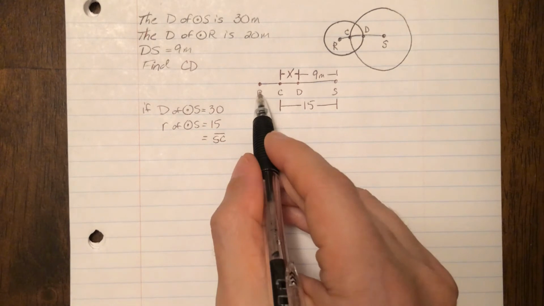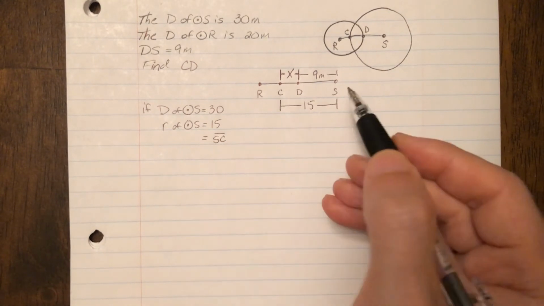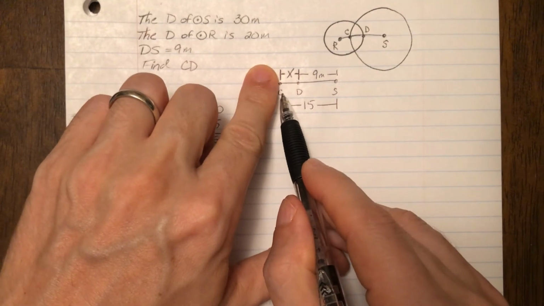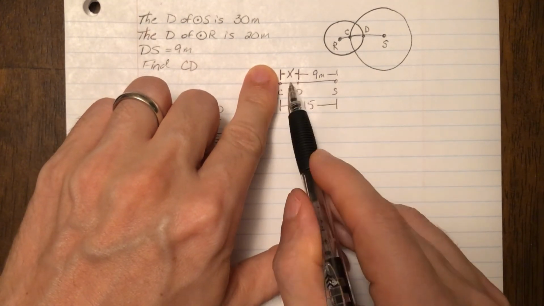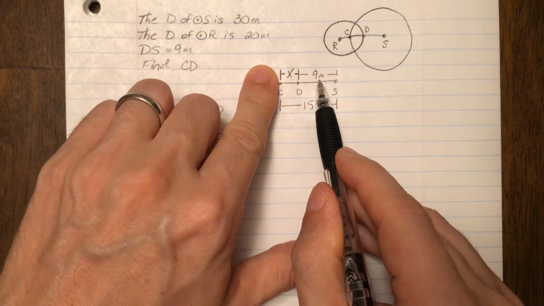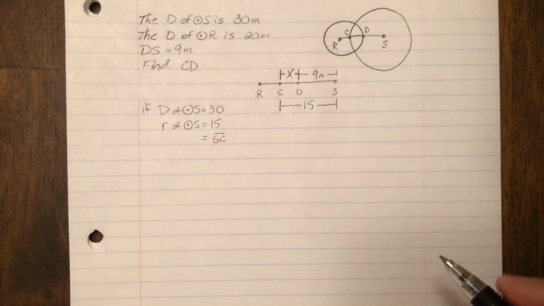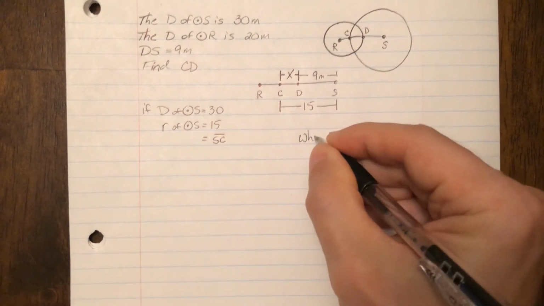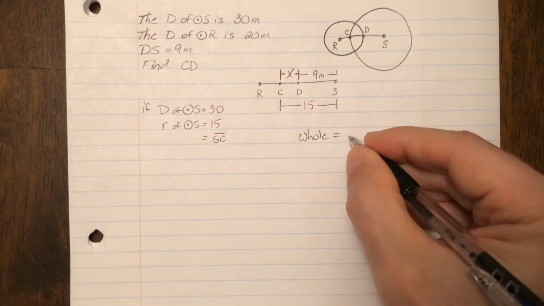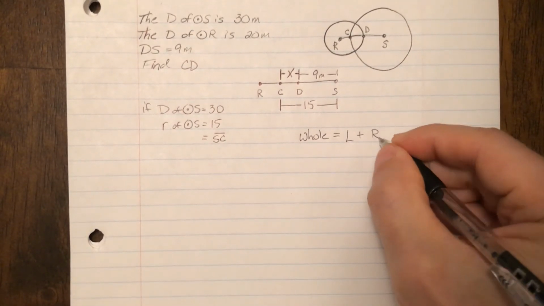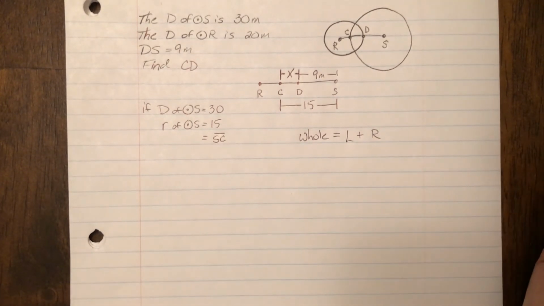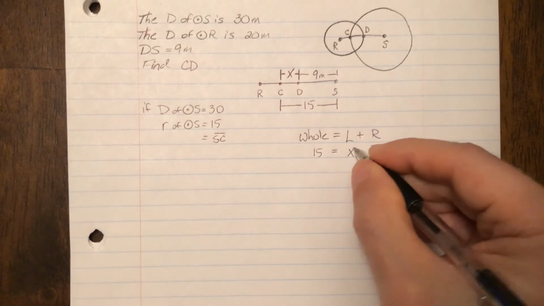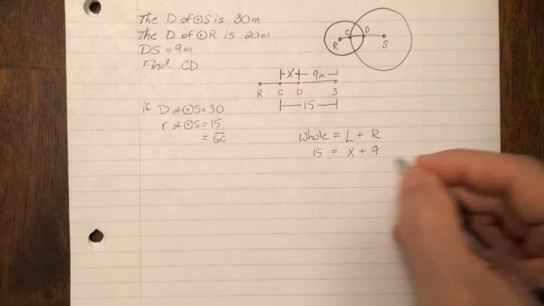Well, even though I haven't filled in what RC is, do I even need it? If I cover this up, take a look at it. I know the whole entire segment's 15. I know the left part's X, the right part's 9. Remember that equation we worked on for a long time in the beginning of the year? The whole thing equals the left plus the right. The whole is equal to the sum of the parts. So if I know the whole thing's 15, I know the left is X, and I know the right is 9, I can solve that.